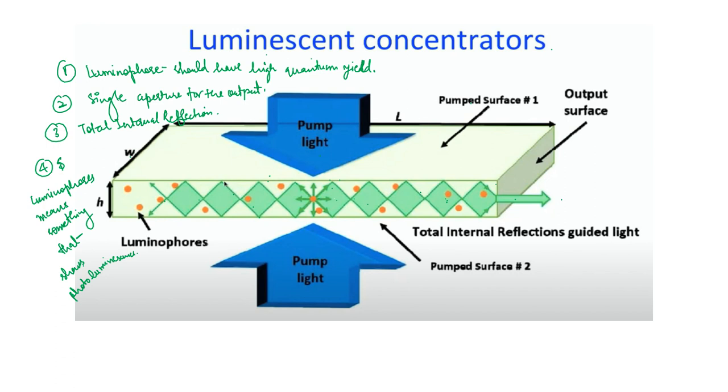So this is one side and this is the other side. From both the sides the light is pumping. The second thing that happens is, as something on the wall lightens up, inside there are luminophores, the whole cavity is filled with luminophores. These luminophores, because of their property of photoluminescence, absorb this light and therefore show photoluminescence. For example, if this is absorbing somewhere around 380, it would be emitting somewhere around 400 to 500.